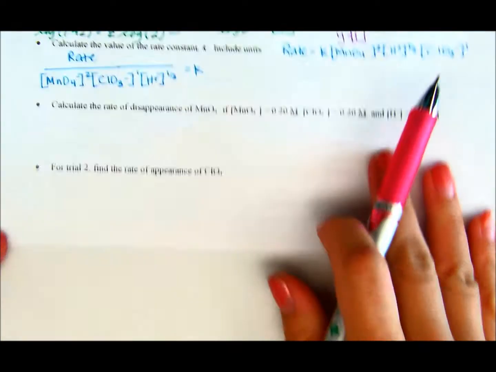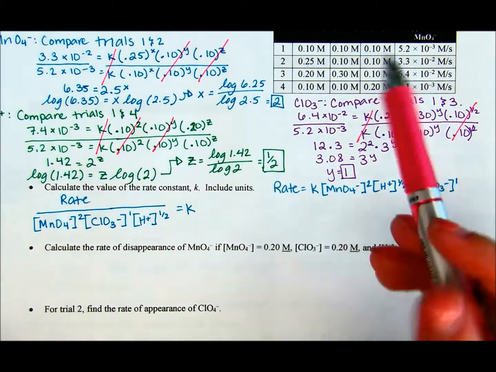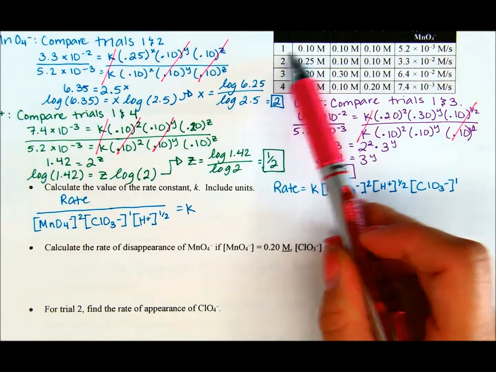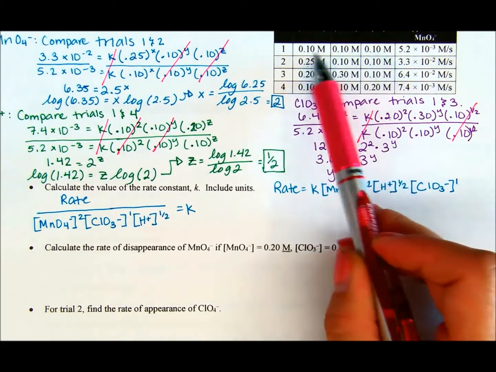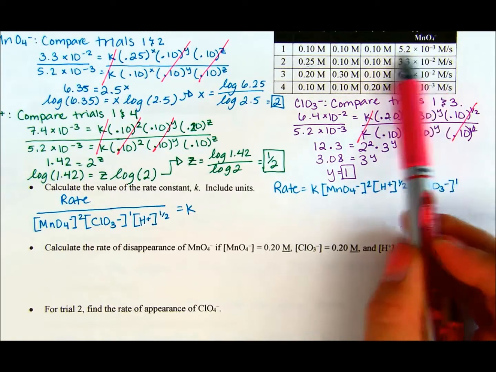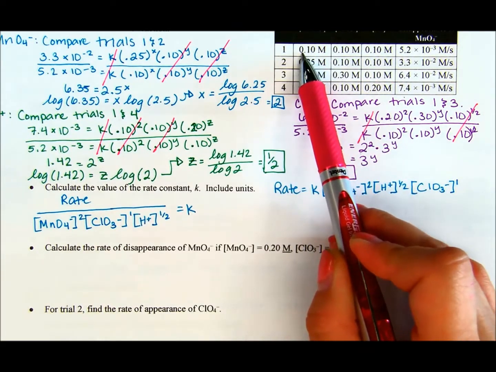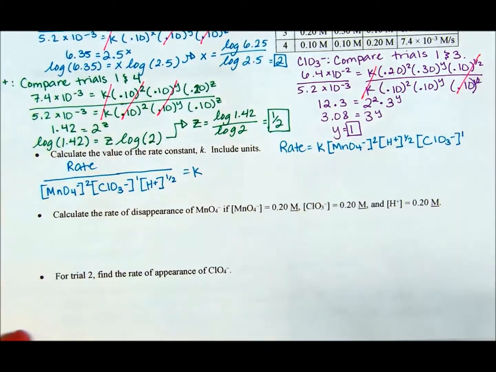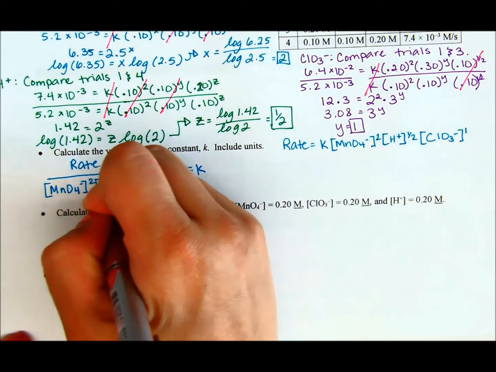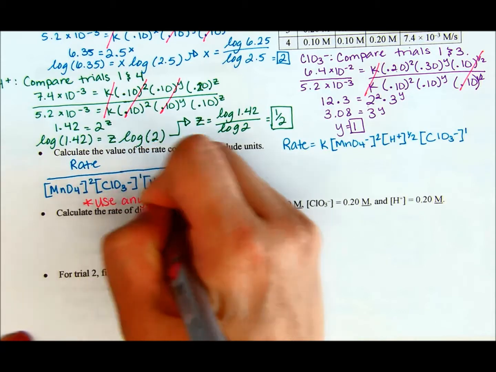Now the only thing you need to do is take the data from one of these trials. You can choose any trial you want. I'm just going to choose trial 1 because it's nice and simple. It's 0.1, 0.1, 0.1, and there's our rate. So we have our rate, we have all 3 of our concentrations, we have our exponents, and at this point you just plug it in. So you can use any trial.